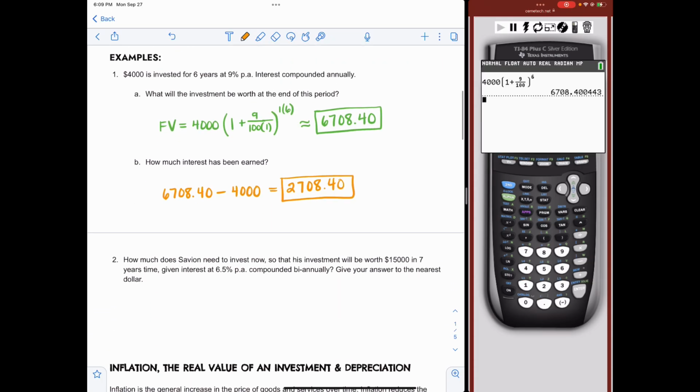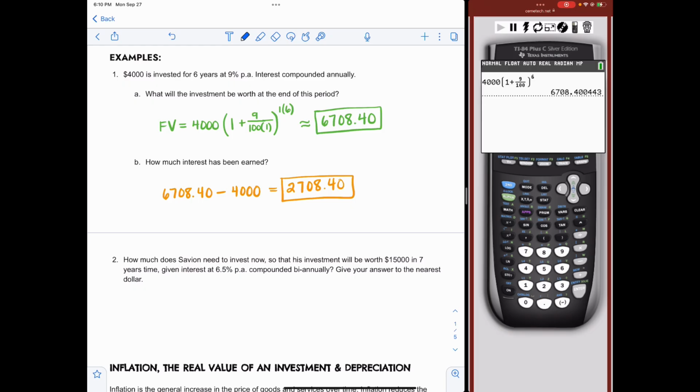Number 2, it says, how much does Savion need to invest now so that his investment will be worth $15,000 in 7 years' time, given that the interest rate is 6.5% compounded biannually? Give your answer to the nearest dollar. So we know that the future value of the investment we want is $15,000, but we don't know how much he wants to put in now currently. We need to find PV.